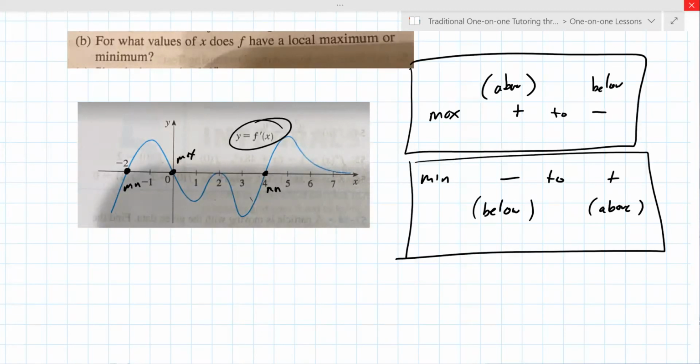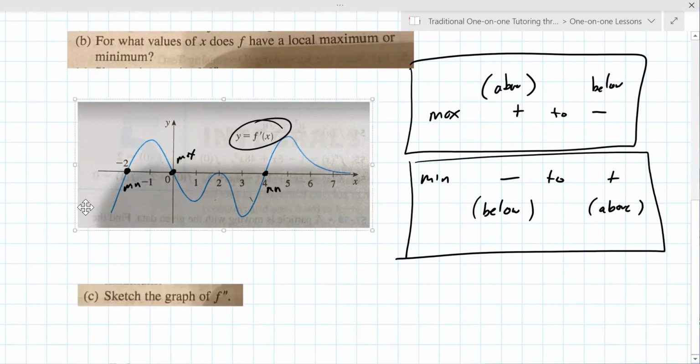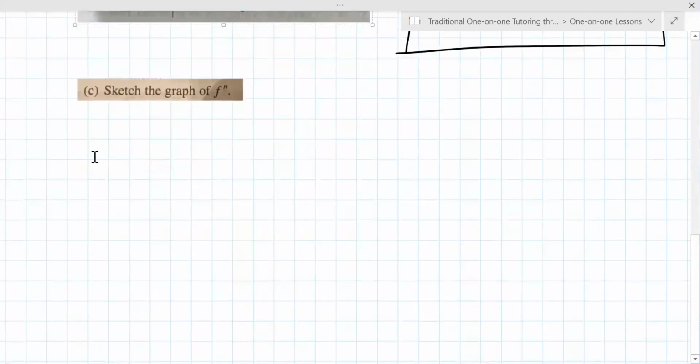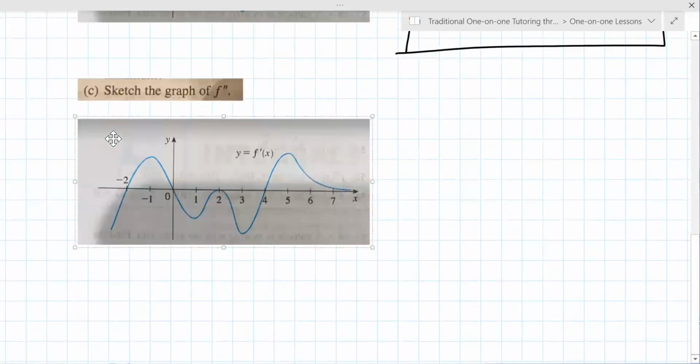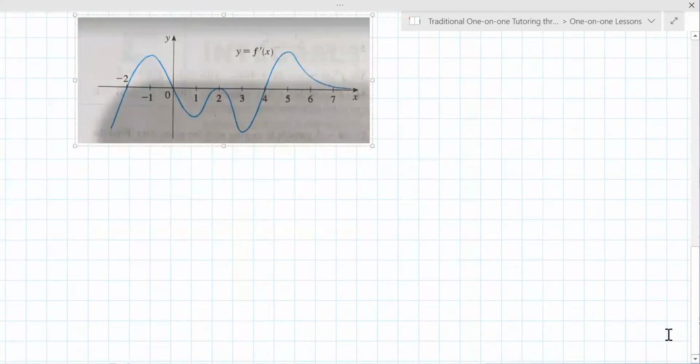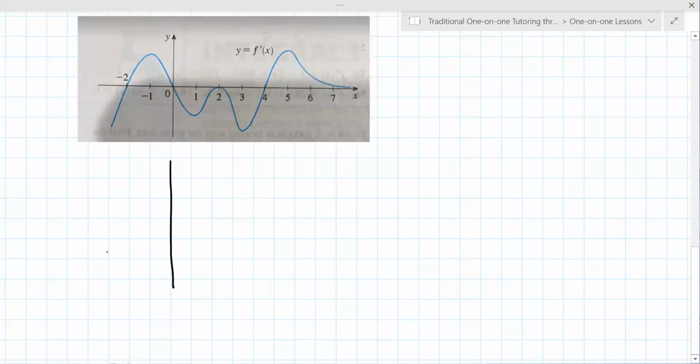I can't recall. Do we need to do some curve sketching? C is to sketch the graph of the second derivative, and then sketch the graph of the original. Yeah, we'll just do it, just to be safe. Of course. All right. So now the derivative is actually easier to graph than the original. So what I like to do is graph it right below it. Some people graph it right on it.